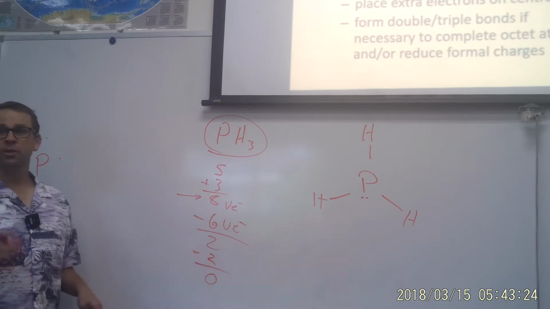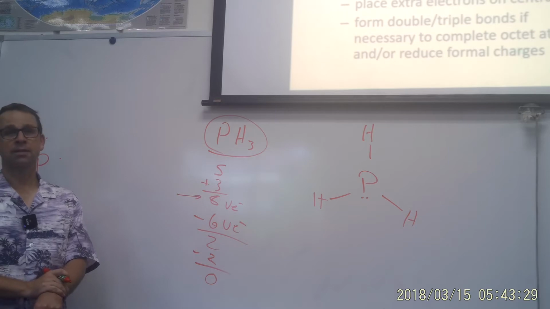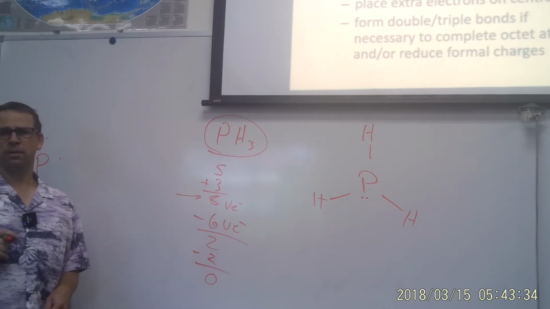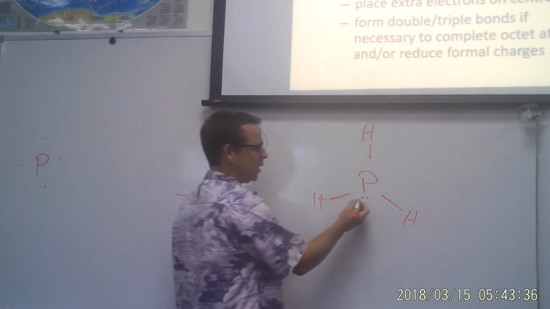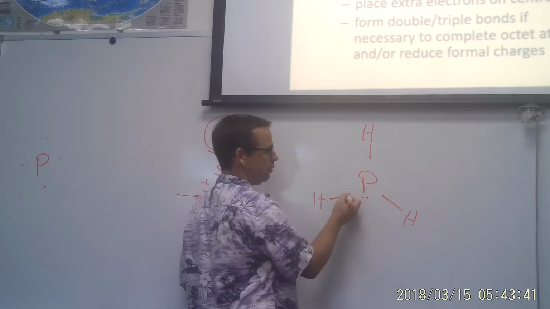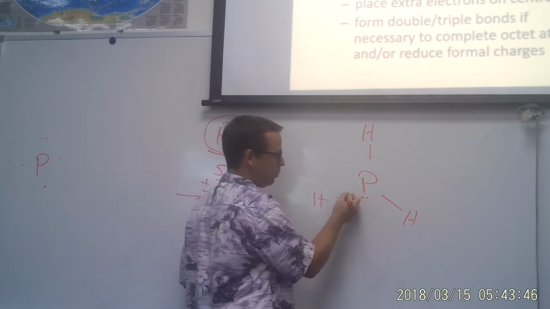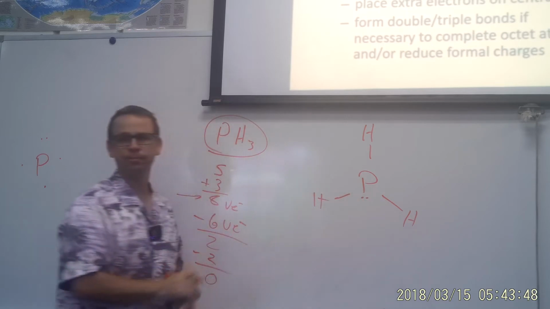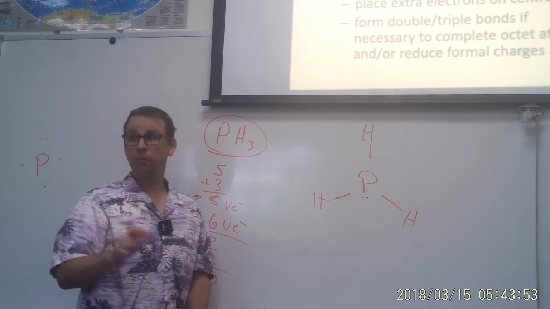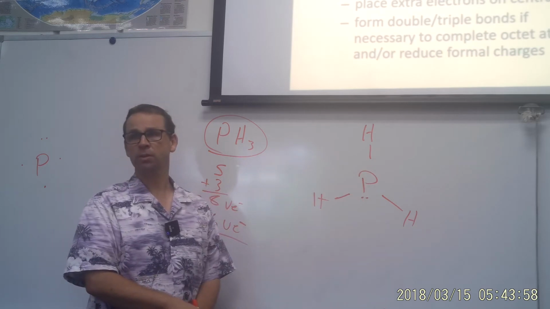Right now, phosphorus has access to how many electrons? 8. Has access to 8 electrons. How many electrons does it have right around it? That means 1, 2, 3, 4, 5. Because remember, this bond is really a representation of 2 electrons. 1 right around phosphorus, 1 right around hydrogen. So phosphorus has 5 electrons right around it. It brought 5 electrons to the party. It's content with this interaction, right?